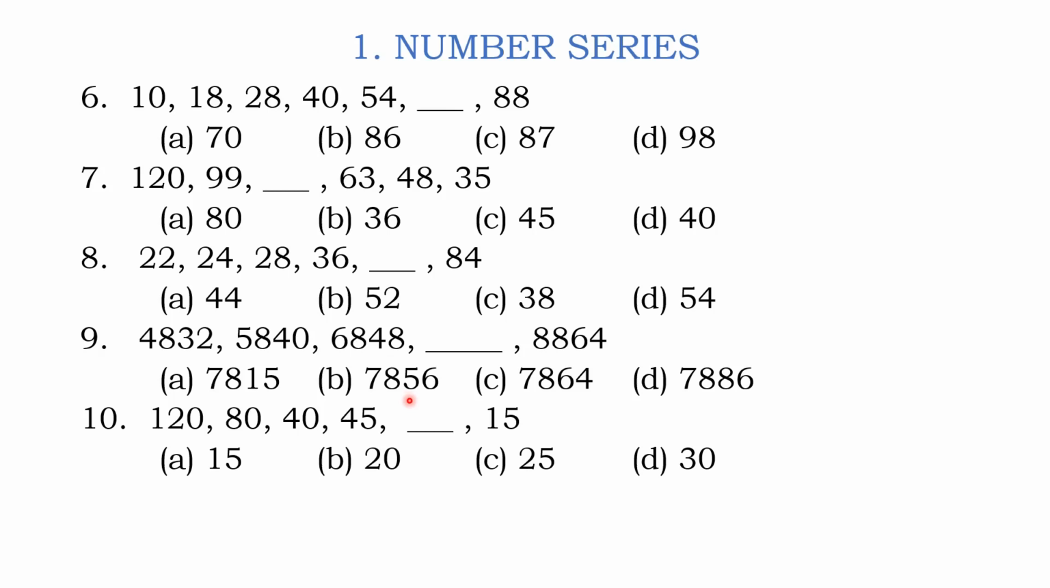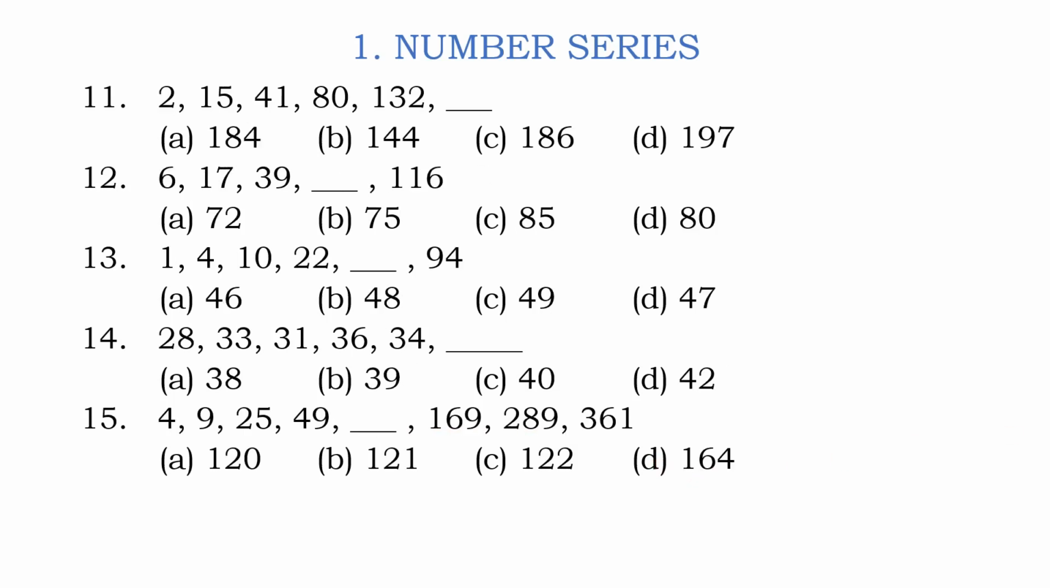And the next problem, this is a typical model. Here we have 180, 120, 80, 40, 45, blank, 15. If you observe the first three numbers, 80 is the average of 120 and 40. So (120 plus 40) by 2 is 80. Then the number in between 45 and 15 should also be the average of the two. So (45 plus 15) by 2 is 30. So the answer is D.